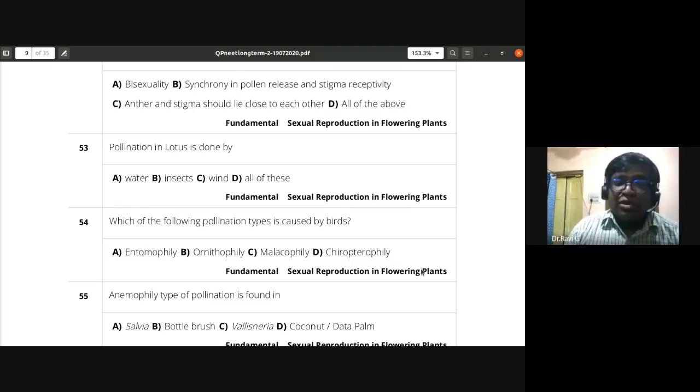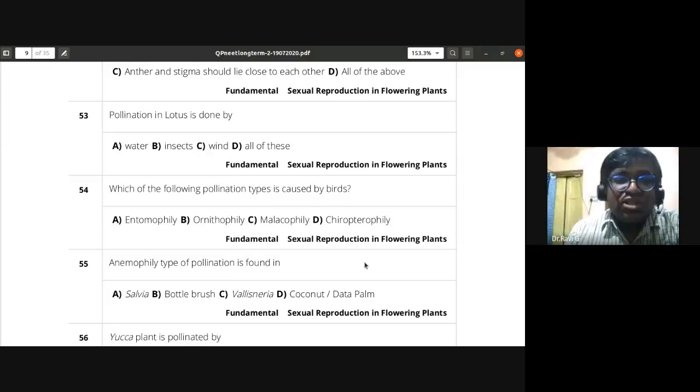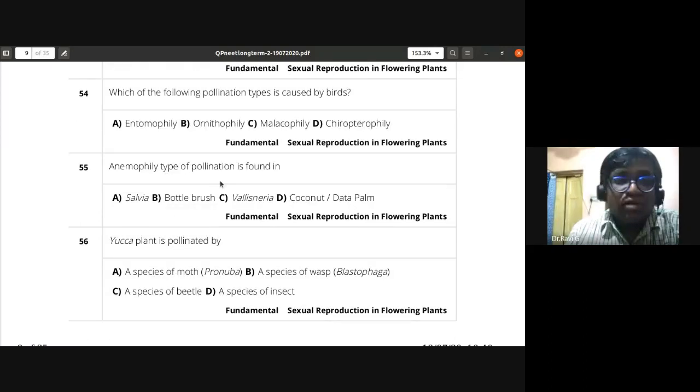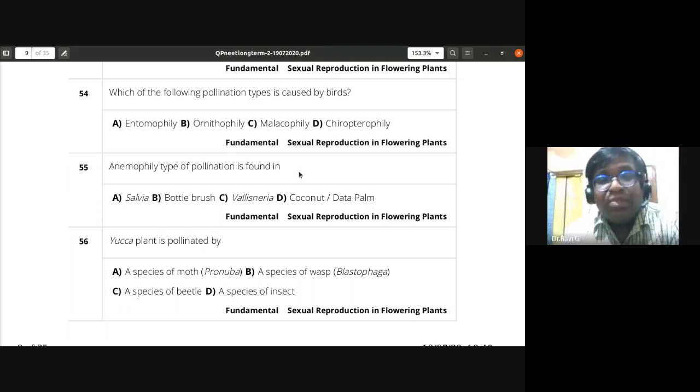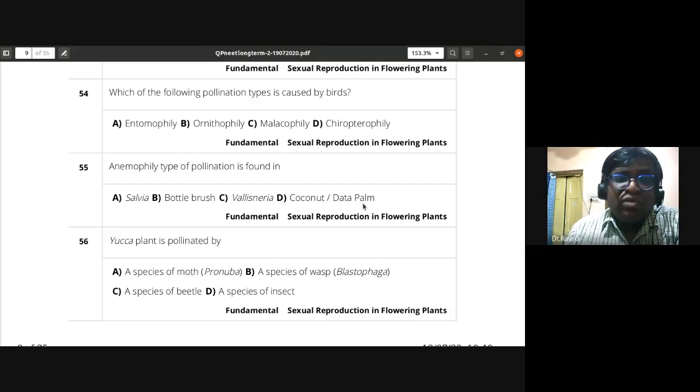55th, anemophily type of pollination is found in. Anemophily means wind pollination here. So salvia is insect pollinated. Bottle brush has colorful flowers, even they are insect pollinated. Vallisneria is water pollinated, hydrophily it is. Coconut or date palm, they are monocots and they have colorless flowers. So coconut or date palm is pollinated by wind. So it is anemophily. So D is the answer. Anemophily type of pollination is found in coconut or date palm.